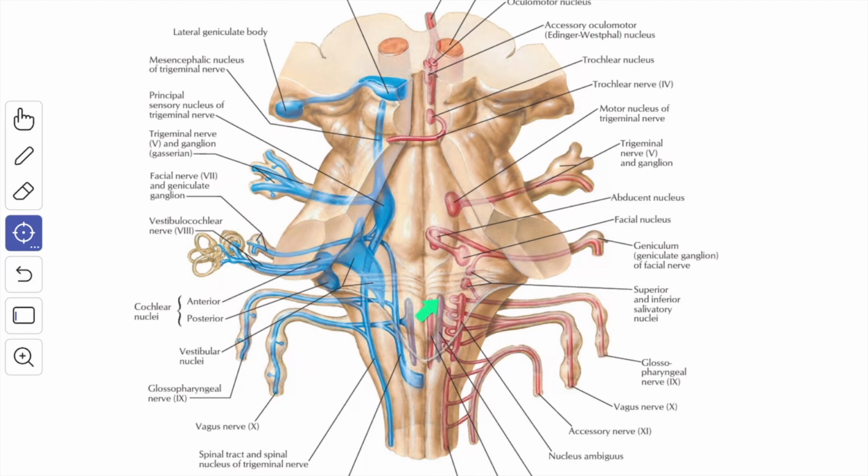Next, we'll see the dorsal nucleus of the vagus. The purple one is the dorsal nucleus of the vagus. It is also called the motor nucleus of the vagus. It is a long vertical column of cells extending throughout the length of the medulla, and its upper end lies deep to the vagal triangle in the floor of the fourth ventricle.